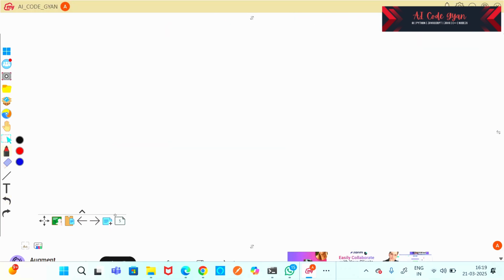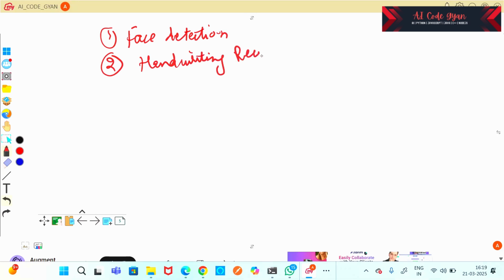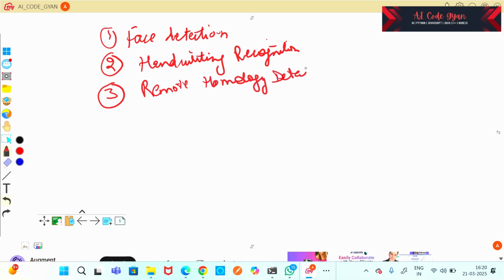Now what are the applications? Basically this is widely used in face detection, like we took the case of recognizing cats and dogs. It is also used in handwriting recognition. It is supervised learning because it requires a dataset. We also use it in remote homology detection. They have wide uses. We also use it in hypertext categorization.